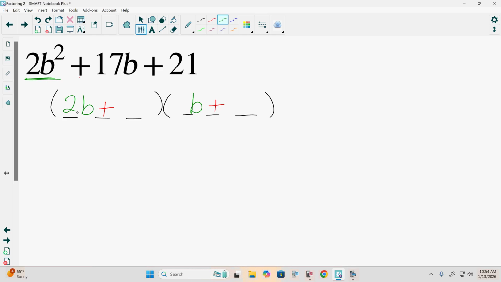So we can put the 2 in front of one of the b's, 1 in front of the other. Because really 2b squared, the only factors we have are 2b and b. That's the only way we can multiply them together.